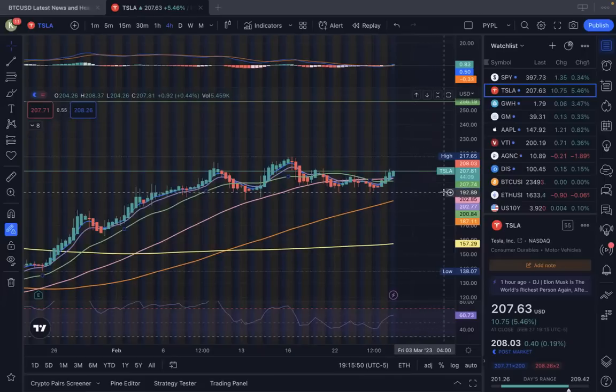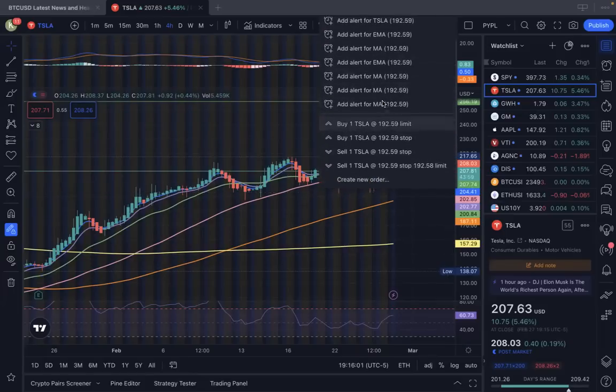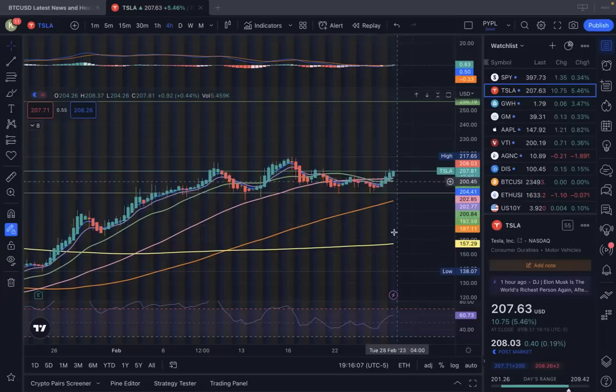Definitely 192. There seems to be some type of trend at 192.59. You see what I mean? So you can easily just create a trend line there.